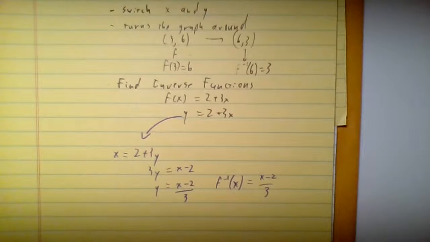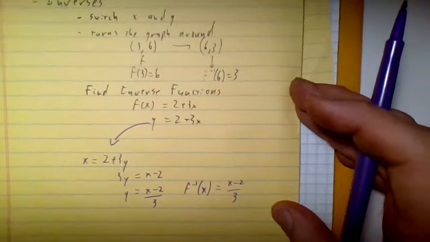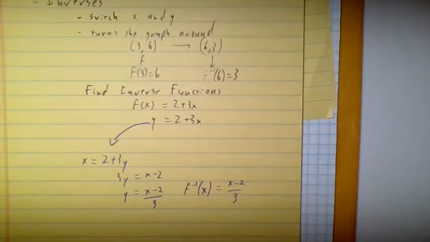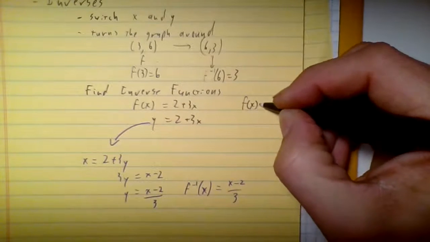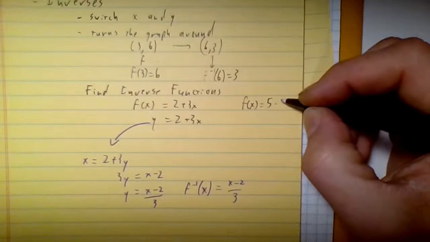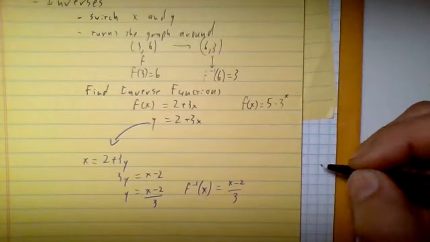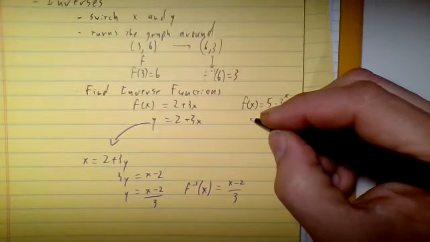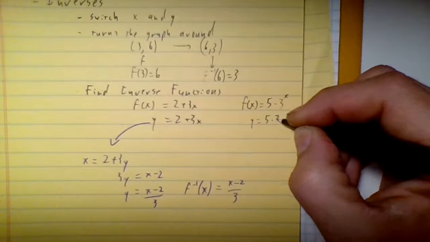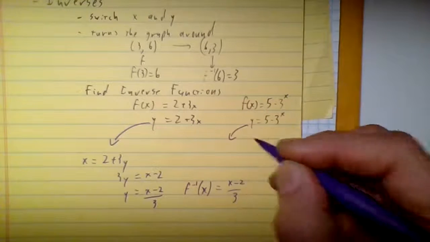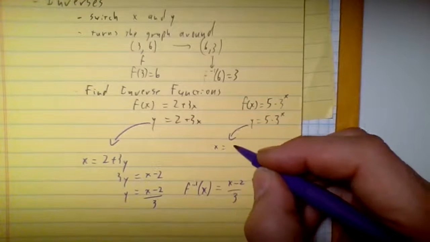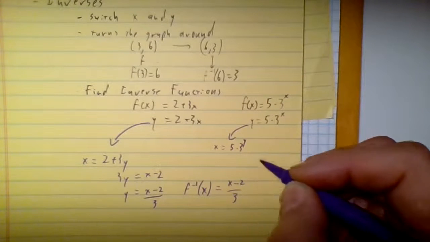We do that same thing with exponentials and logarithms. If I start with a function, let me just follow that same process through with something that starts off as an exponential, like f of x equals 5 times 3 to the x. If you write that as y equals 5 times 3 to the x, your original function, then you can go over and look at the inverse function of that. x equals 5 times 3 to the y.